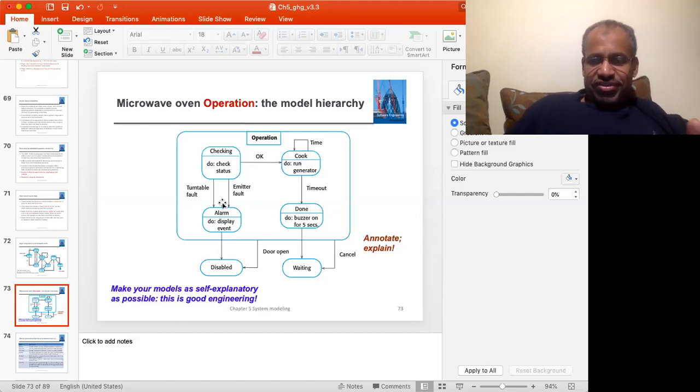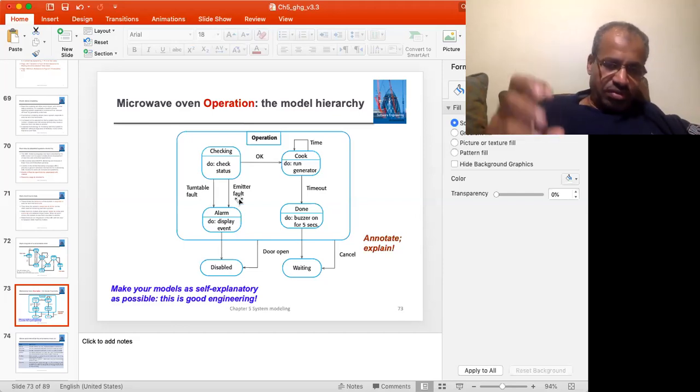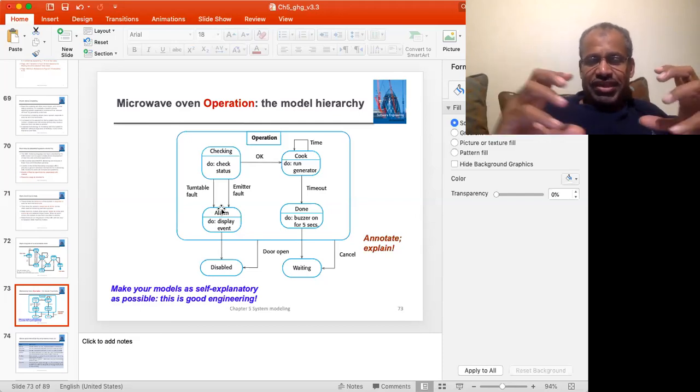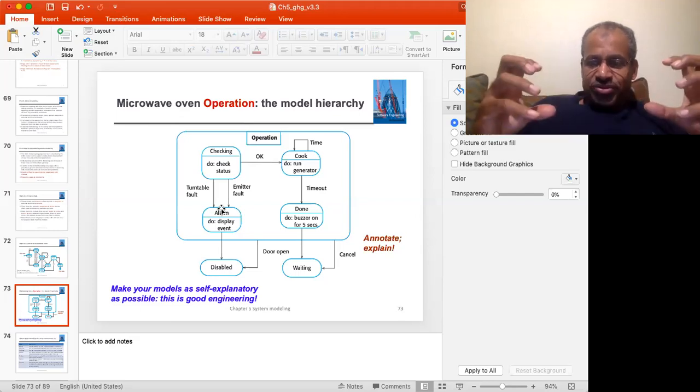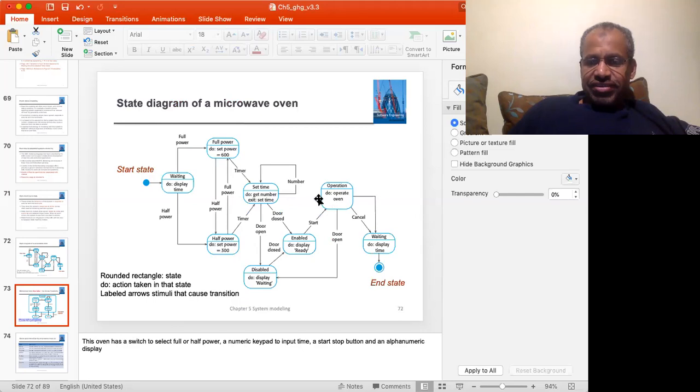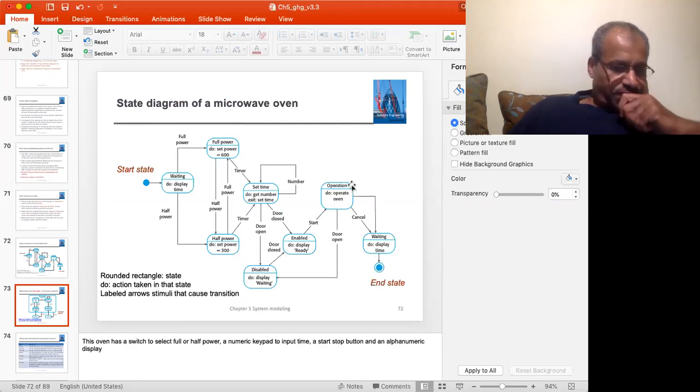If the checking results in some kind of fault, either a turntable fault or an emitter fault, that's the microwave emitter, then we generate an alarm, display something maybe, and then the machine is disabled. We don't allow the microwave to function if it has any of these parts being faulty, because it's dangerous, obviously, because of the radiation, etc. So this is an expansion or detailing of the higher level state that is labeled here as operation.